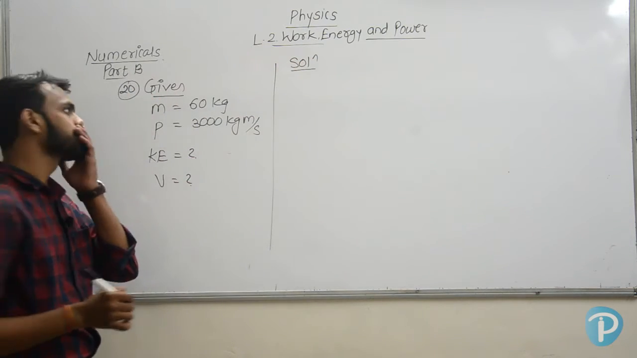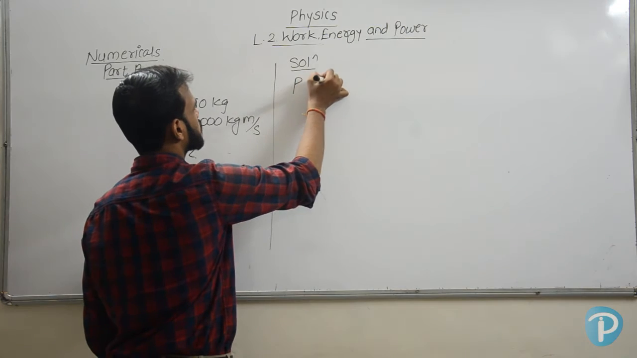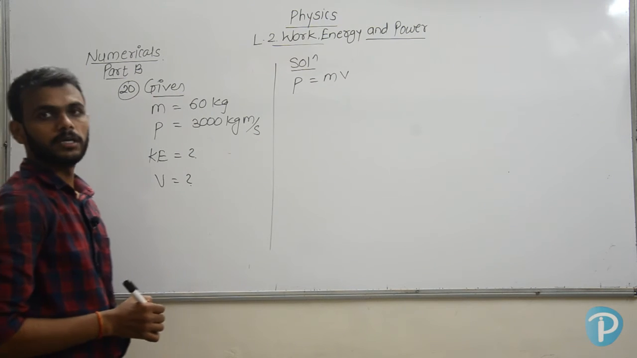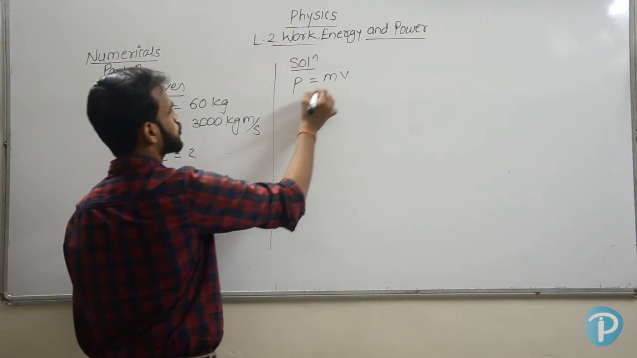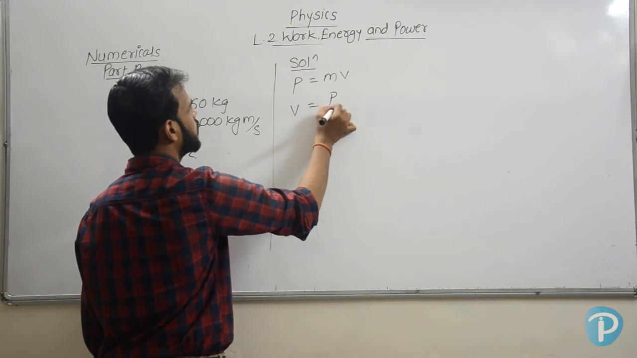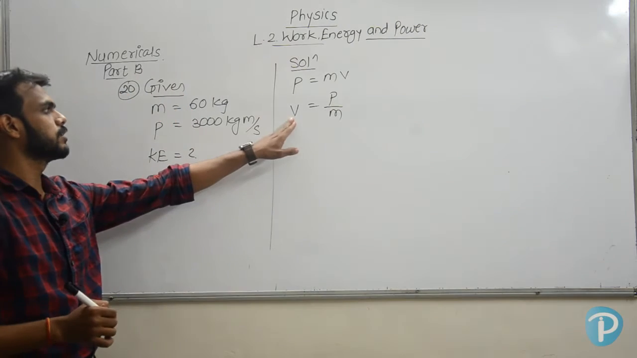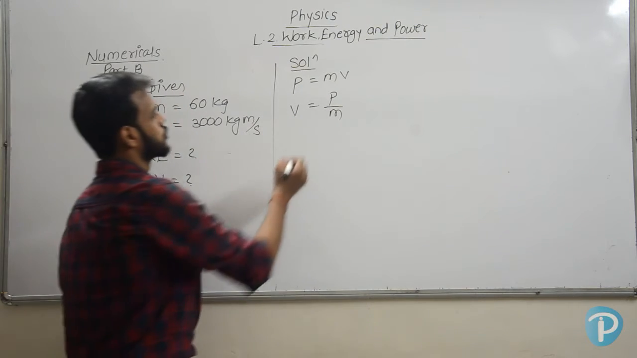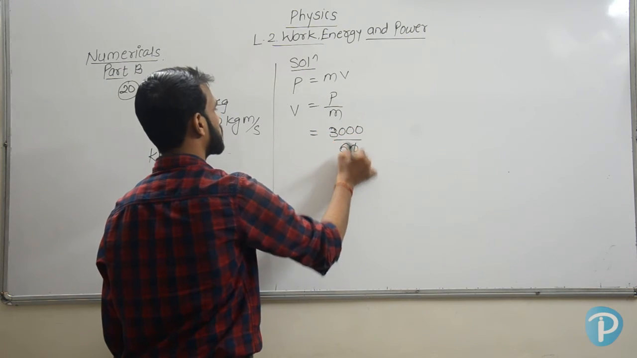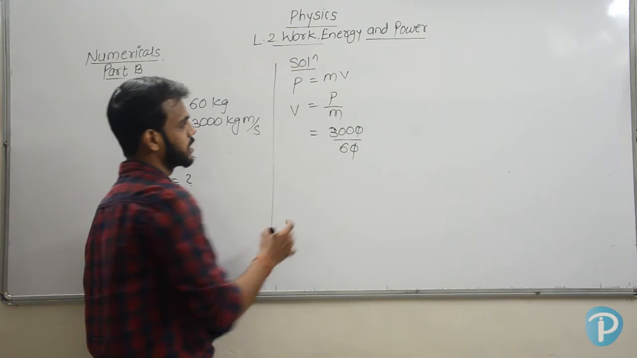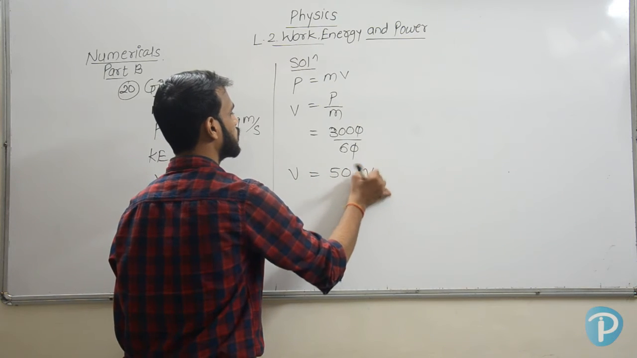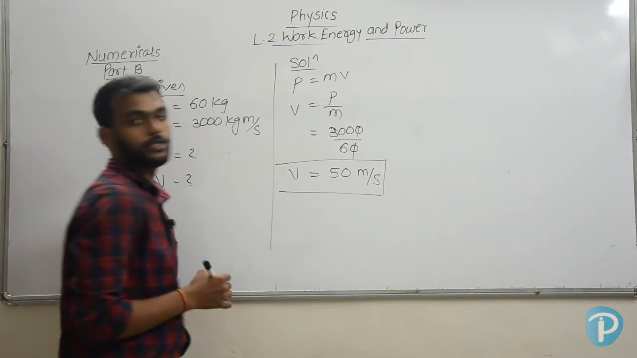Solution. As we know that momentum is mass into velocity. So from this we can calculate the velocity as momentum upon mass. So we will get the value of velocity from this equation. So value of the momentum is 3000 divided by mass 60. So this 0 will get cancelled. 6 5s are 30 and 0. So 50 meter per second is the velocity.